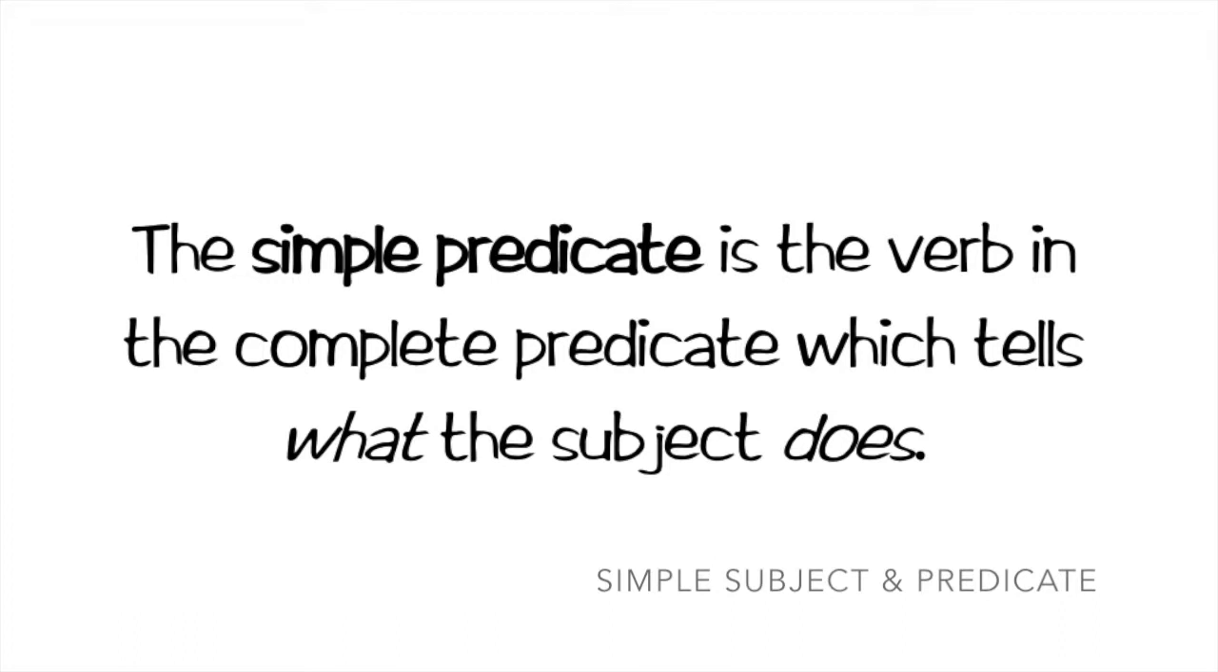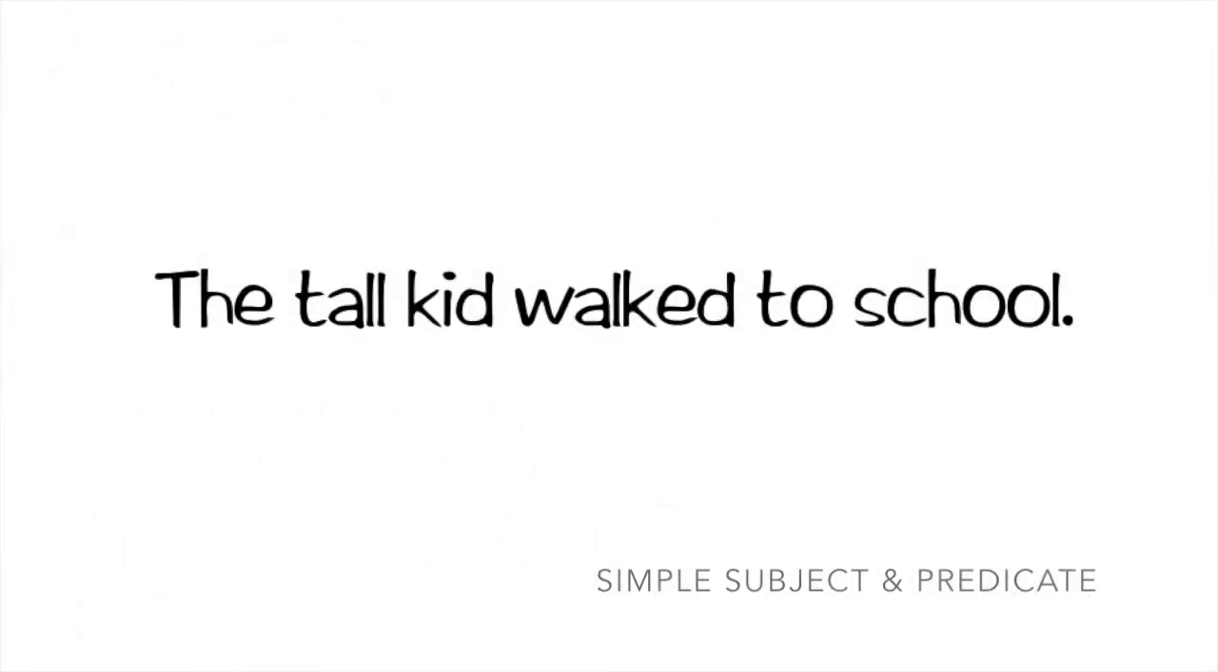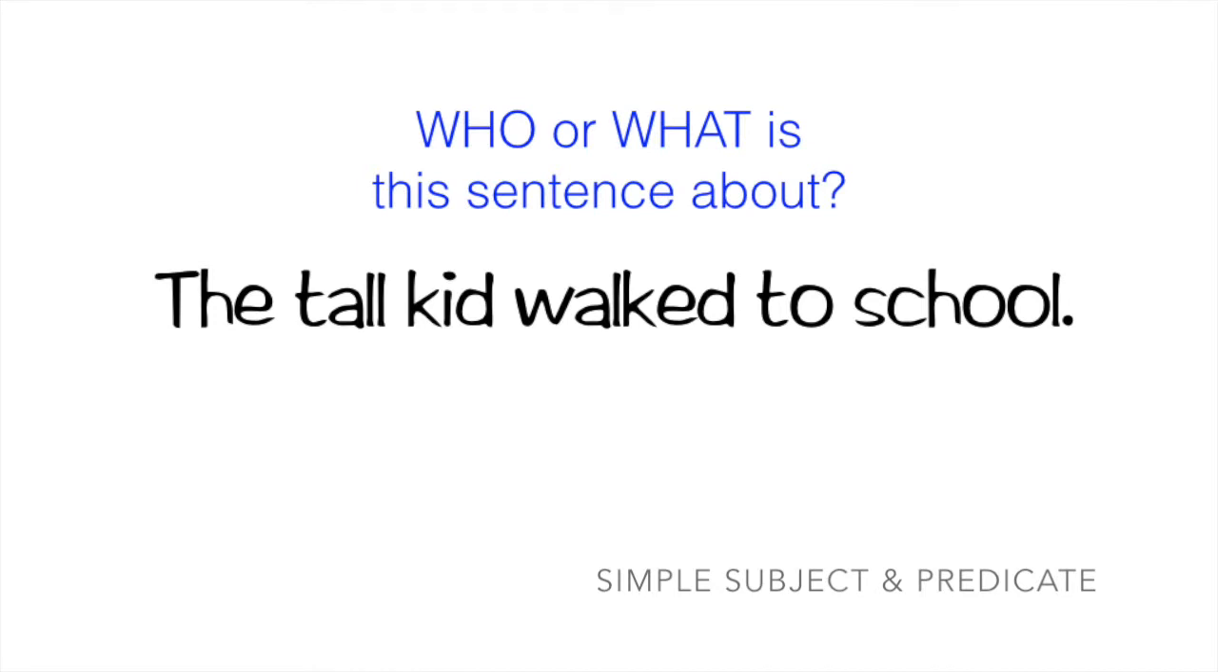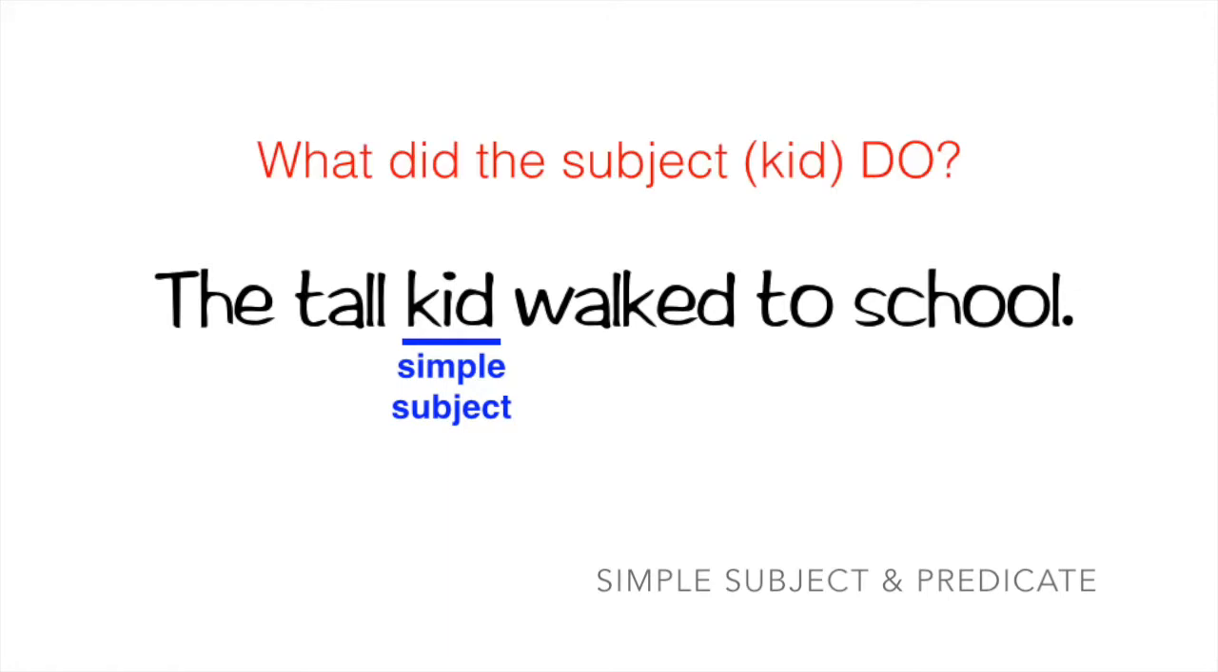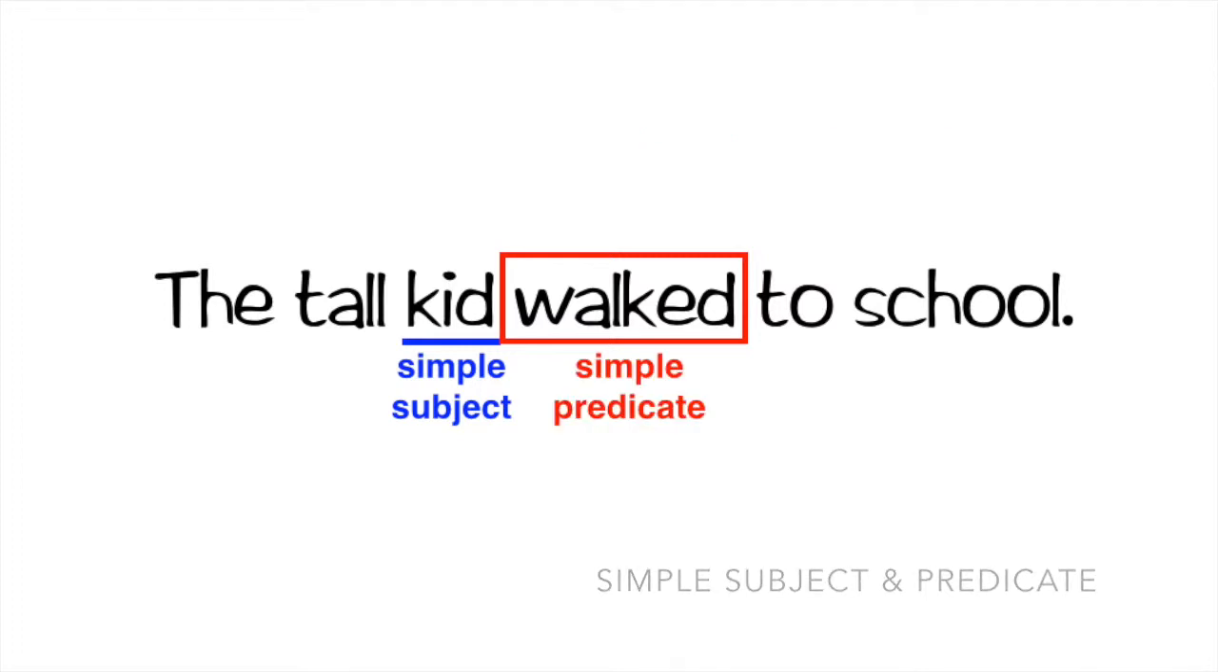So here's an example. The tall kid walked to school. So who or what is this sentence about? Well, it's about kid, the word kid. So what did the subject, kid, do? Kid walked. So walked would be your verb. So kid is the simple subject and walked is the simple predicate.